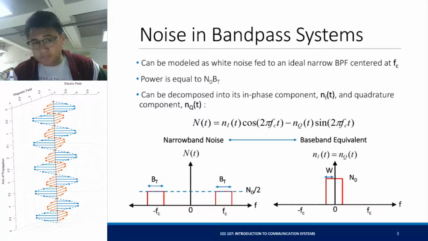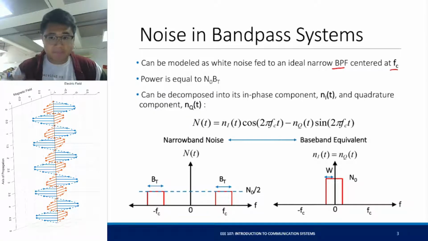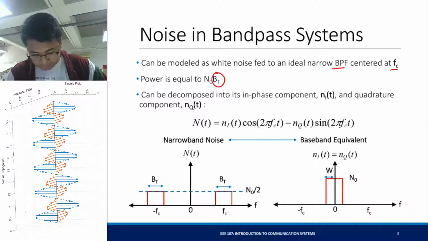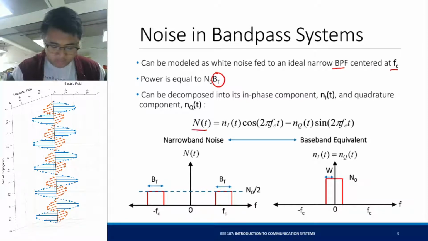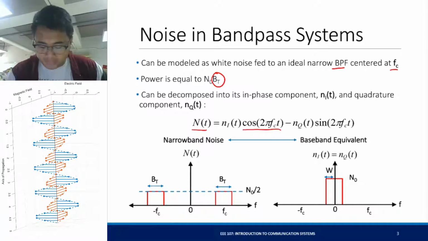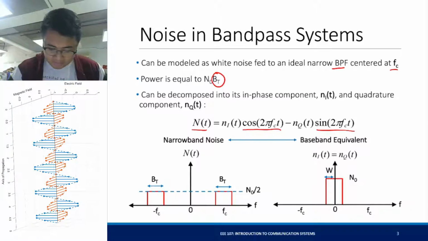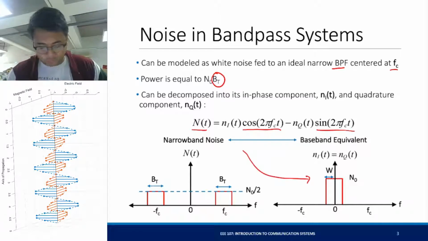Can we represent the noise in terms of its complex baseband equivalent also? Let's look. So we have a white noise fed to an ideal narrow BPF centered at FC. So that is already a bandpass noise. So the power is equal to N naught times the transmission bandwidth of your system. We can decompose it to its in-phase and its quadrature components, in a similar way as we decompose any type of signal. Okay? So your bandpass noise signal has a cosine component and a sine component, the in-phase and quadrature component. And we can represent this noise as a complex baseband noise.